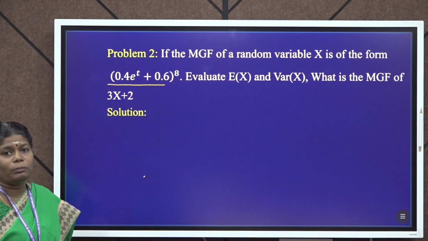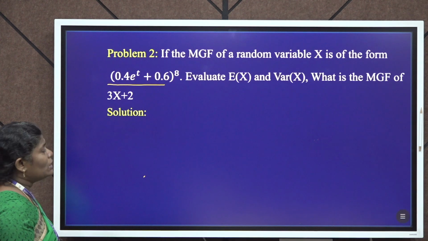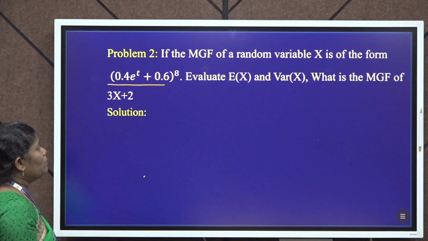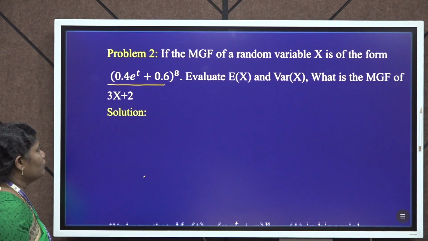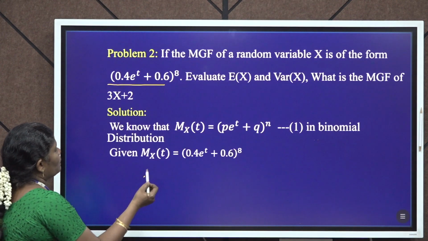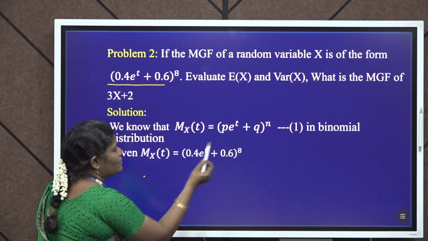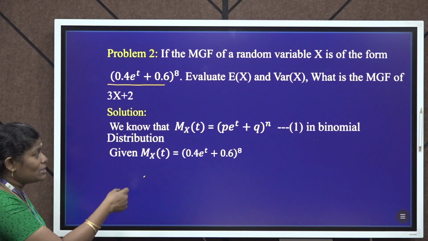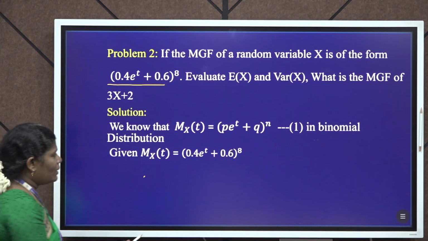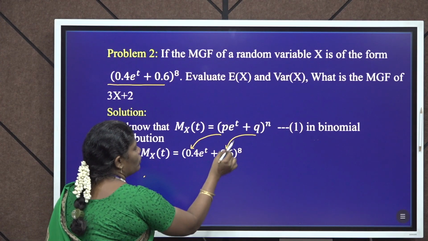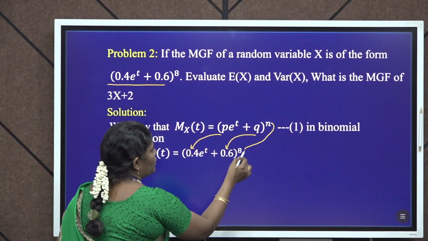Capital X is a binomial variate with moment generating function M_X(t) equal to (pe^t + q)^n. Given M_X(t) equal to (0.4e^t + 0.6)^8. Comparing these two equations, we get p equal to 0.4, q equal to 0.6, and n equal to 8.